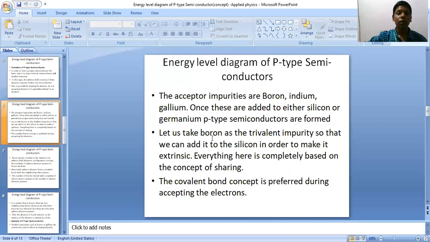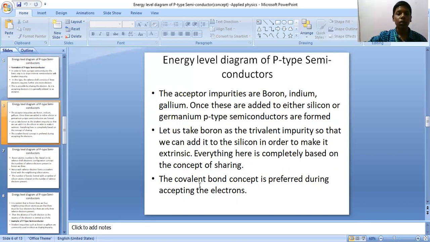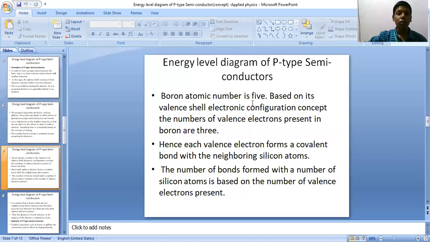Let us take boron as the trivalent impurity so that we can add it to the silicon in order to make it extrinsic. Everything here is completely based on the concept of sharing. The covalent bond concept is preferred while accepting the electrons. Boron's atomic number is 5. Based on its valence shell electron configuration, the number of valence electrons present in boron is 3.